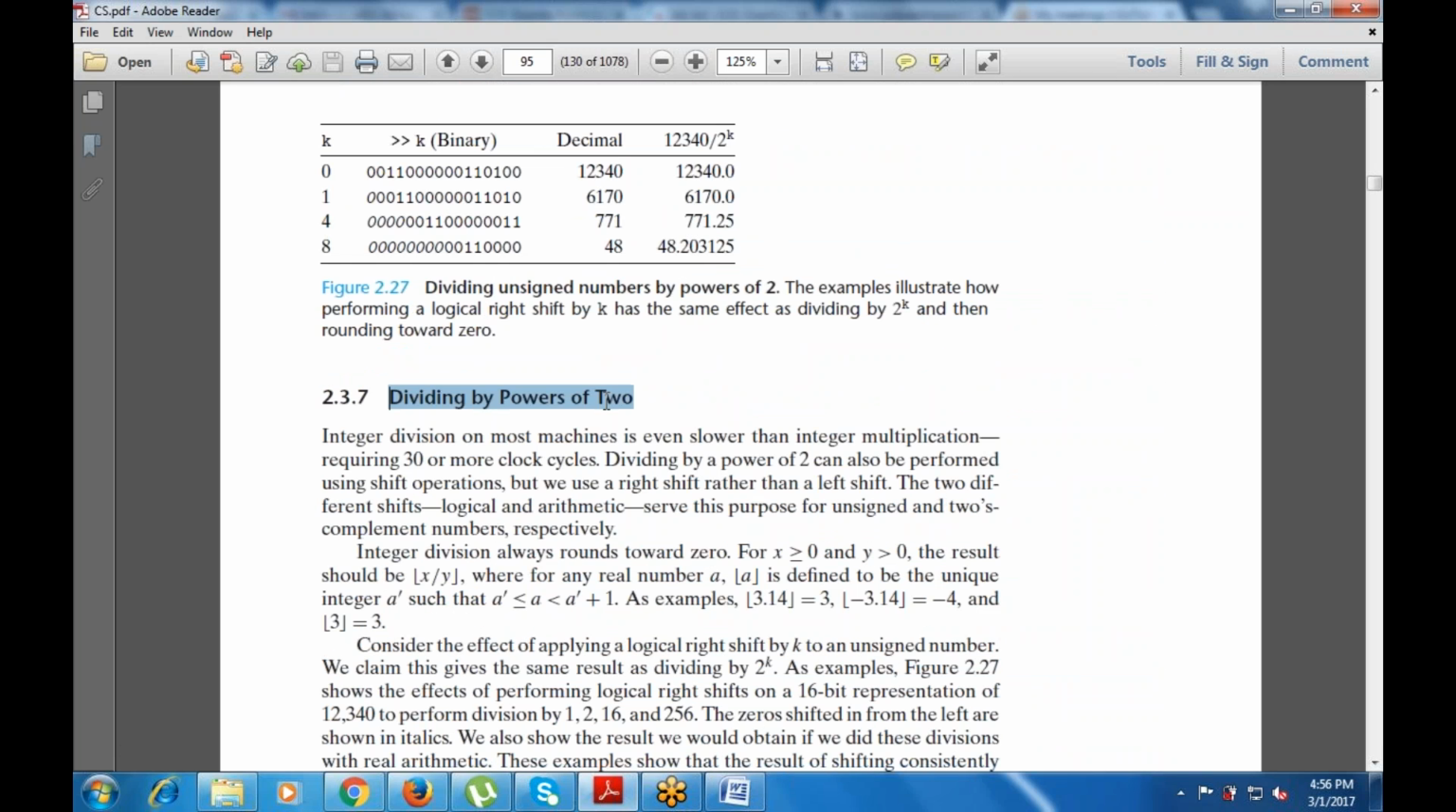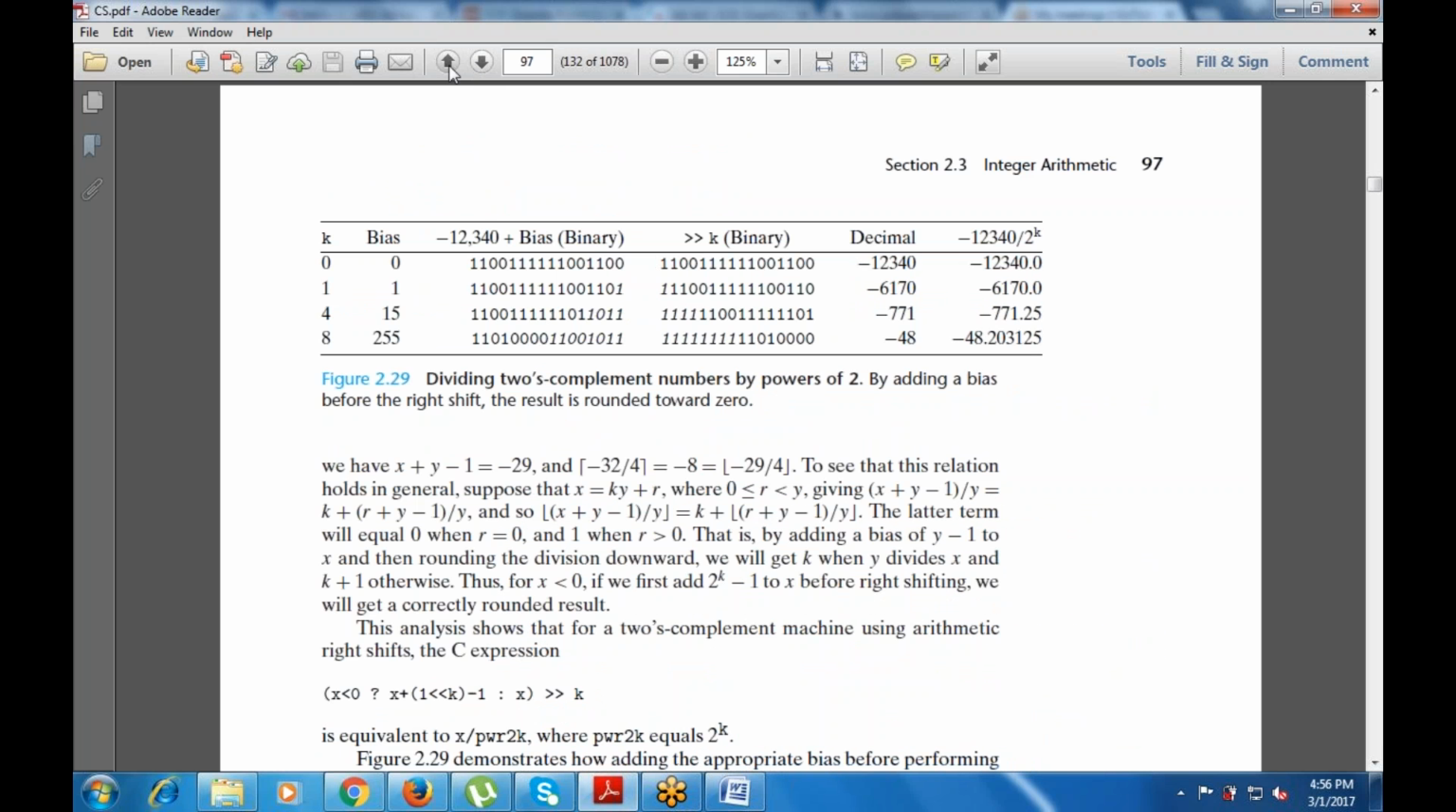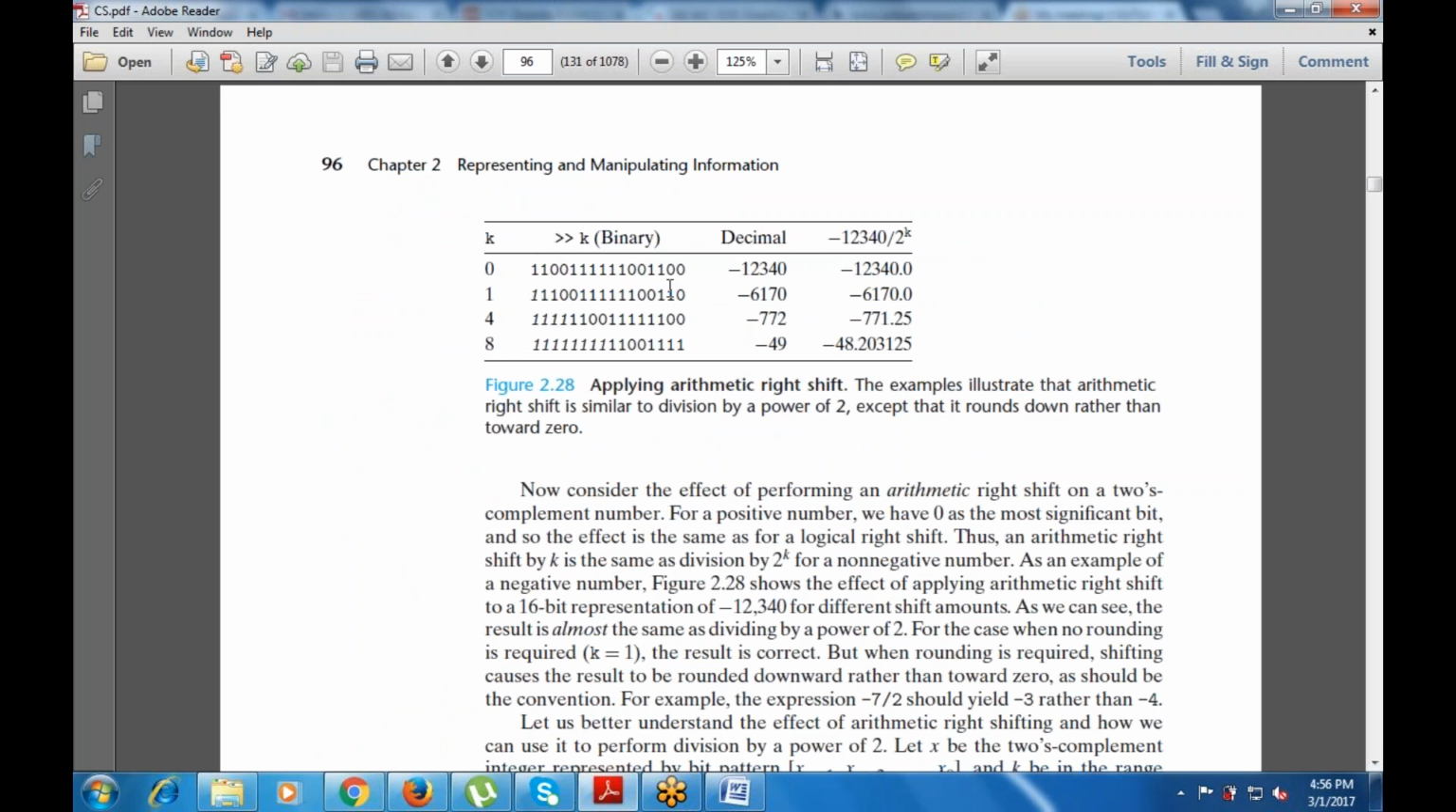Now this is dividing by powers of 2. Dividing by powers of 2 can also be performed using the shift operation, but we use a right shift rather than the left shift. The two different shifts, the logical and the arithmetic, serve this purpose for unsigned and 2's complement numbers respectively. This is applying the arithmetic right shift.